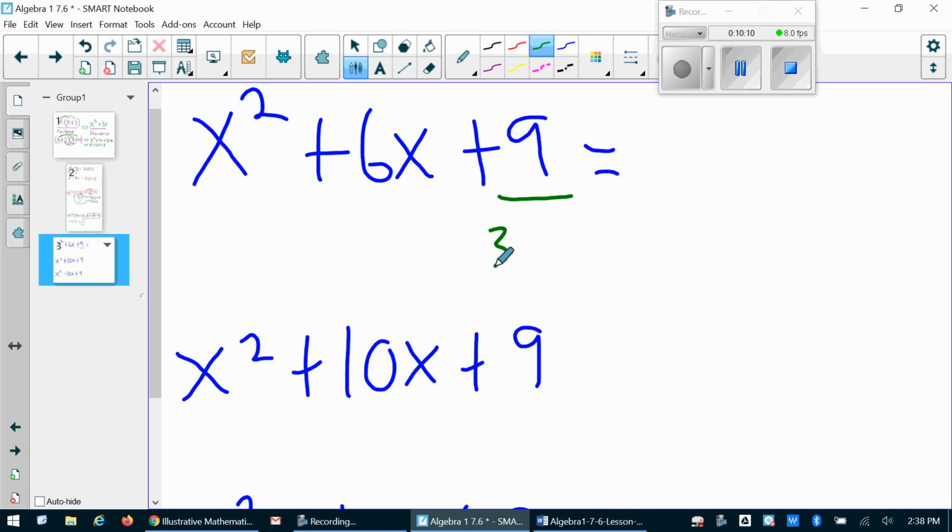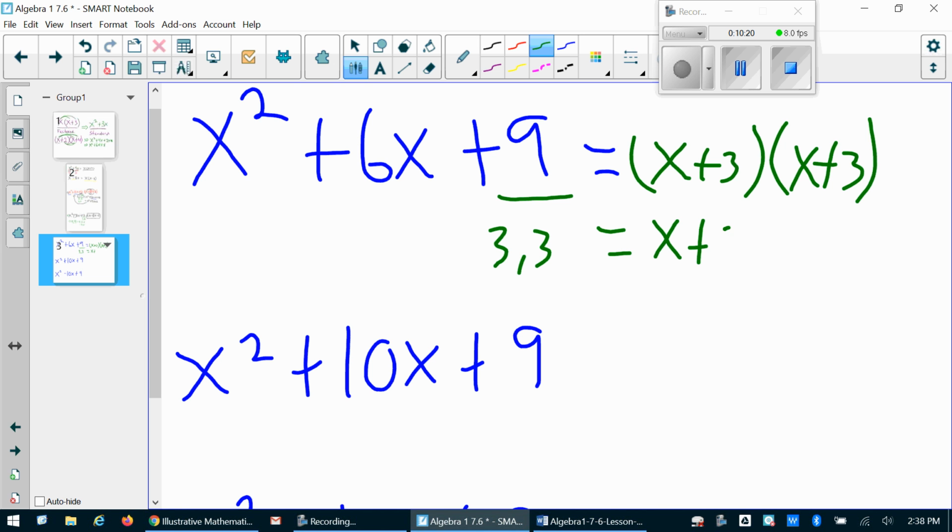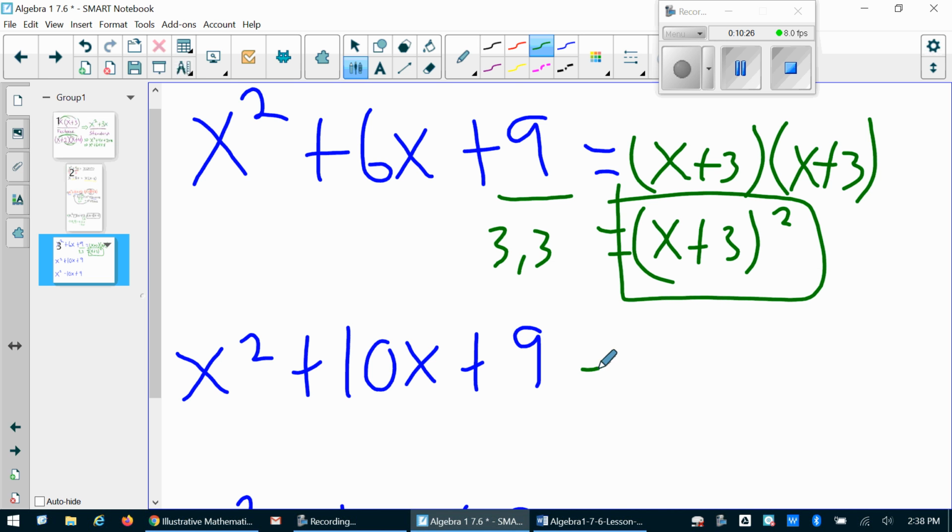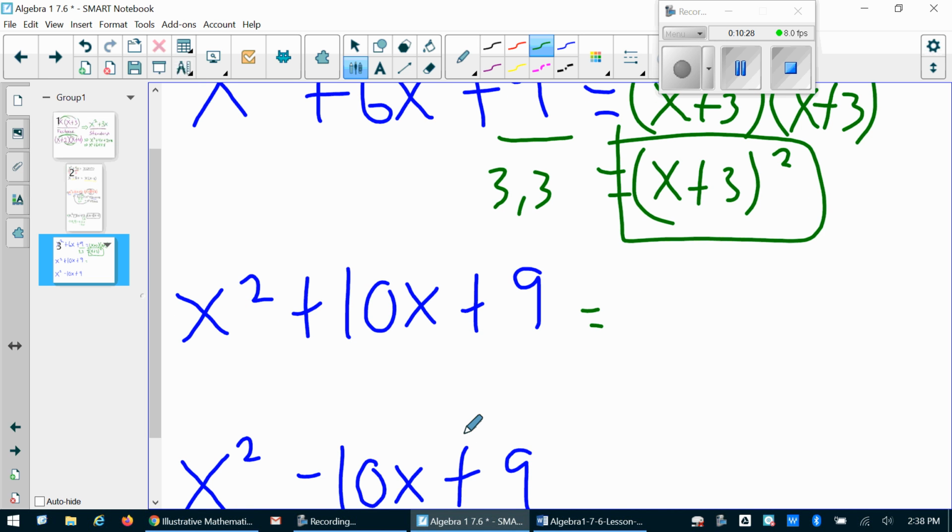Here I have 3 and 3. That gives me x plus 3 times x plus 3, which can be rewritten as x plus 3 all squared. That is the first one. Secondly, 1 and 9. Now I know I'm not writing down every factor pair. If you want to do that, that's fine. I'm just going to write the ones that actually work. I get x plus 1 times x plus 9.